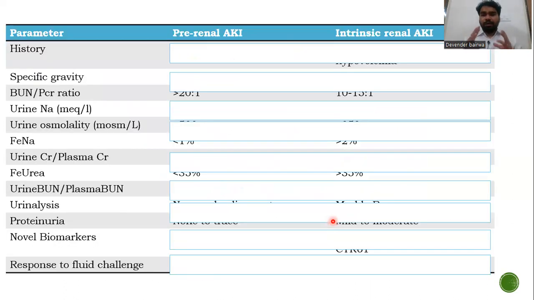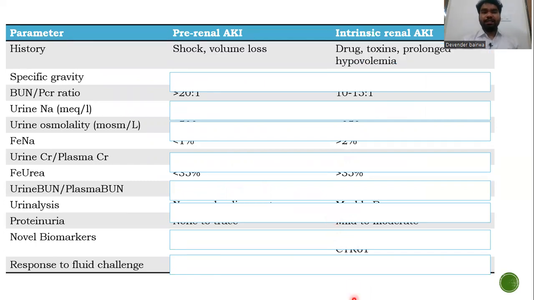Now coming to some values of blood and urine that can help us to differentiate between the pre-renal causes of AKI, that is acute kidney injury, from the intrinsic causes. Let's see the cause history. In case of pre-renal AKI, generally there will be a history of some volume loss, some dehydration, or let's say trauma, lots of blood loss, or the patient may be in hypovolemic shock, or distributive shock or cardiogenic shock, and that's how the supply to the kidney is gone, and that's how kidneys are failing now.